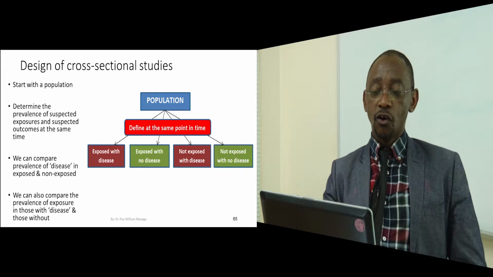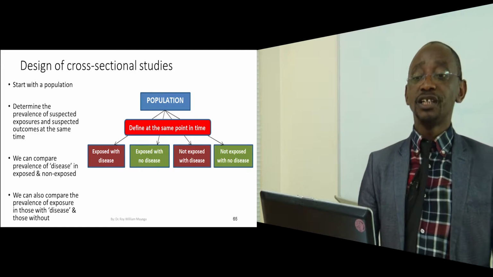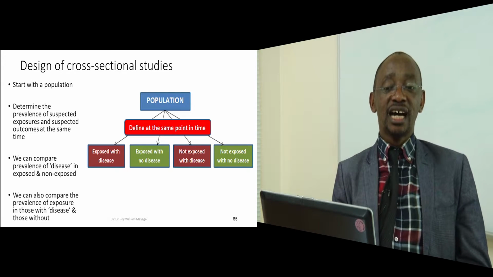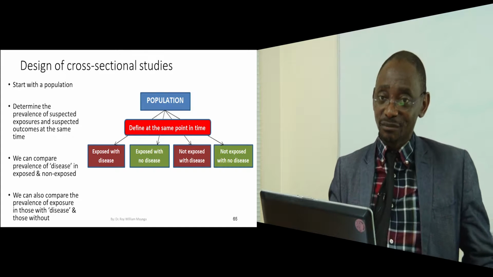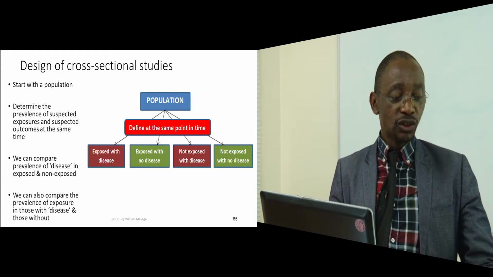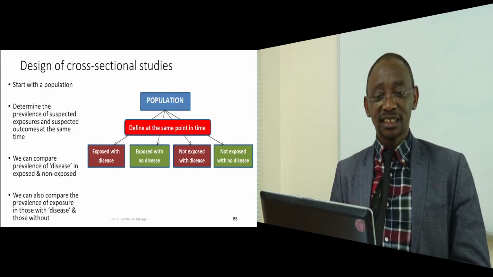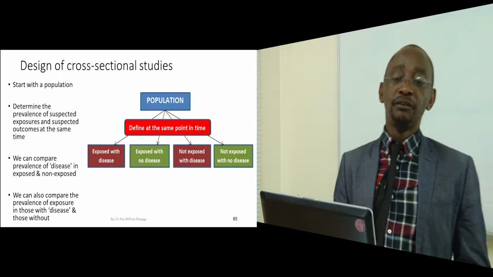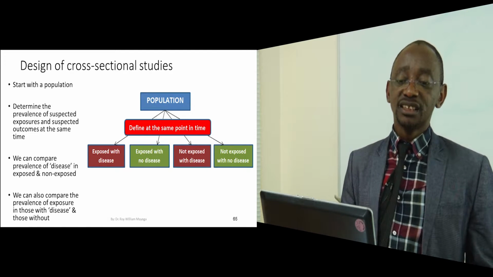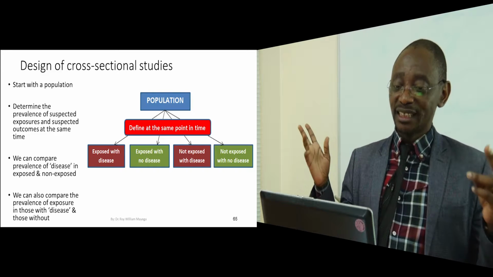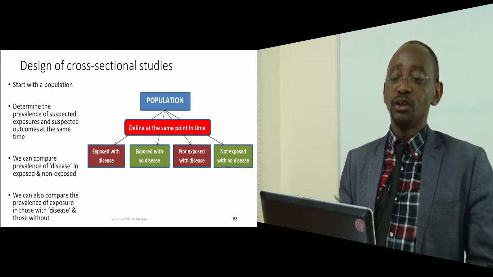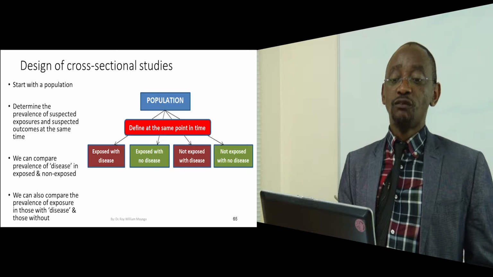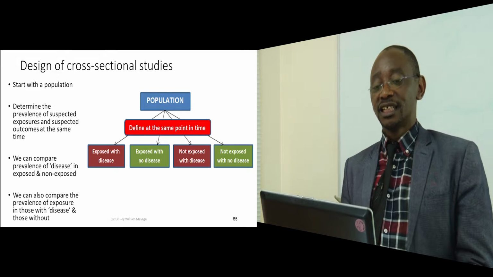Now, the design of a cross-sectional study is as follows. Start with the general population. Determine the prevalence of suspected exposures and suspected outcomes at the same time. No follow-up. So I come into the population and I determine who has exposure X and who has a certain outcome. And then you compare the prevalence of the outcome of interest in the suspected exposed and the suspected non-exposed at the same point in time. You can also compare the prevalence of exposure in those with the disease and those without.